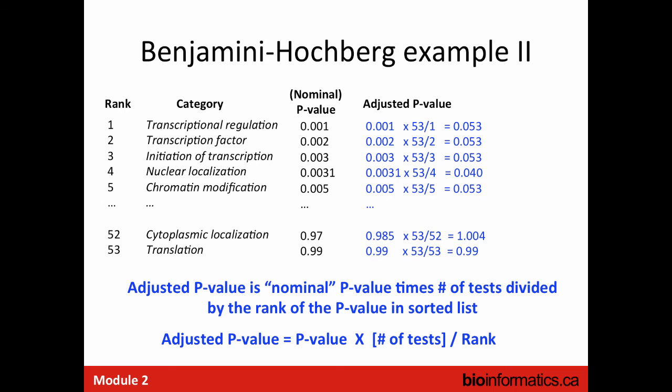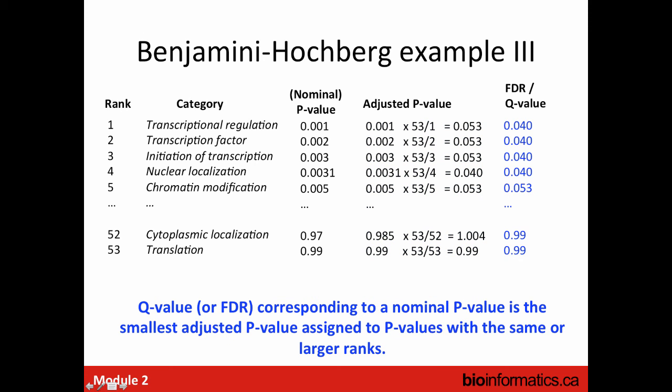Then the last step to compute the q-value is you look at all of the adjusted p-values, and the q-value is equal to the minimum adjusted p-value at that rank or lower. Okay, so here in this example, I have these adjusted p-values of 0.053, 0.053, 0.053. I've got one that's 0.04, then I go back to 0.053, and let's just assume that all the adjusted p-values from here all the way down are higher than 0.053. Okay, so in this case, this 0.04 adjusted p-value becomes the q-value for all the higher ranks. All right? And that doesn't propagate down to here.